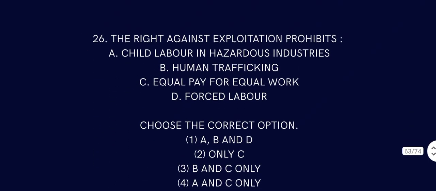Question number 26. The right against exploitation prohibits child labor in hazardous industry, human trafficking, equal pay for equal work, forced labor. So child labor in hazardous industry, that is correct. Human trafficking, that is totally wrong, that is against exploitation. Equal pay for equal work is the only one that is positive. Forced labor is also wrong. So A, B and D is the answer, and it's option 1.